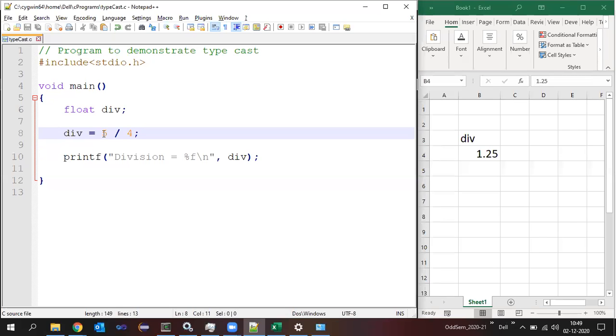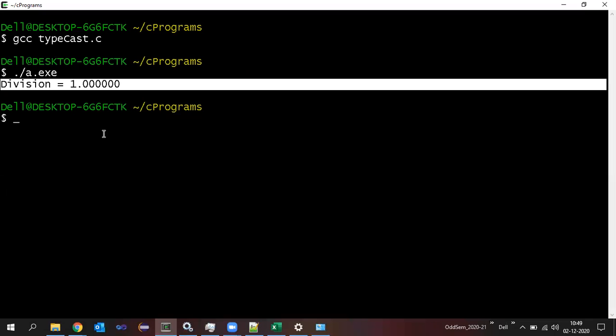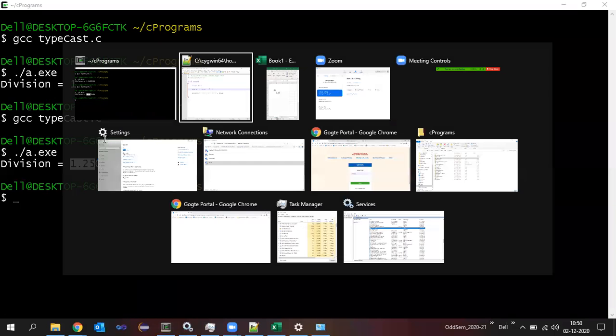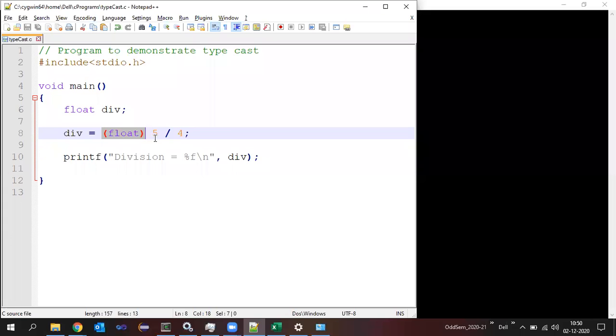So we added float within brackets before the first number, 5. When we did that, I saved the program, compiled and executed it, and this time we got the correct answer, 1.25. What was the change that happened here? Why, when we added this float, did we get 1.25, but when it was just 5 divided by 4, the result did not come? This is something we need to understand.